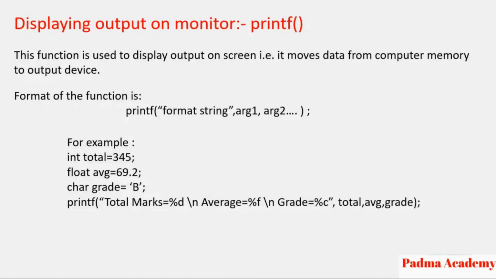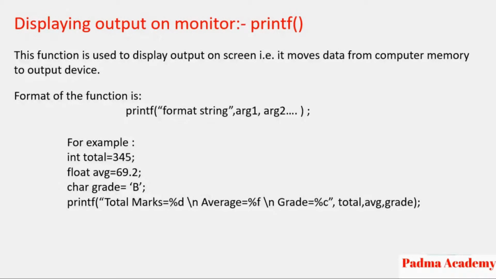Int total is equal to 345, float average is equal to 69.2, char grade is equal to b. Then I want to print all these values on my computer screen. Then you have to use the function that is printf. In double quotation marks you have to put general characters which you want to display on the screen, that is, total marks is equal to %d.